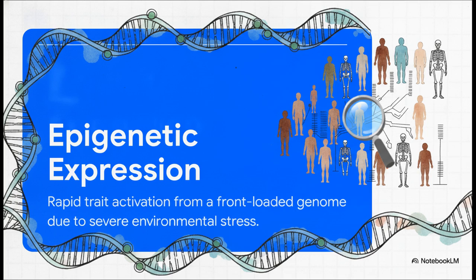It argues that these founding populations carried a front-loaded genome, meaning the genetic potential for literally every variation, from dark skin for high UV exposure to light skin for low sunlight to different hair textures, was already packed inside their DNA. Extreme environmental pressure simply activated these hidden traits over just a few generations.